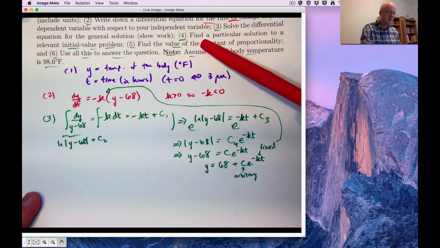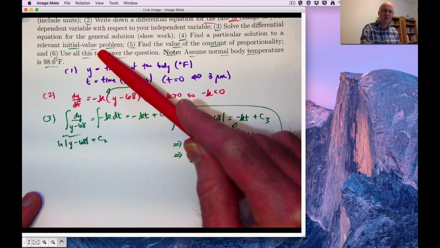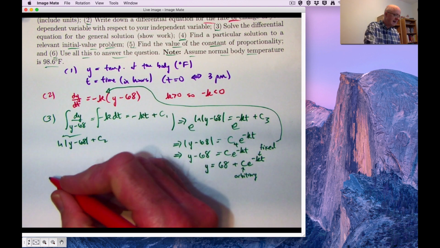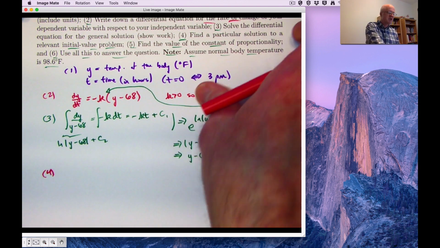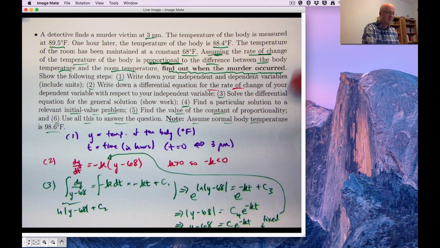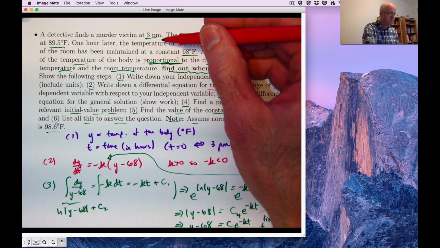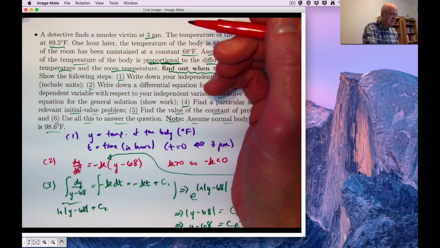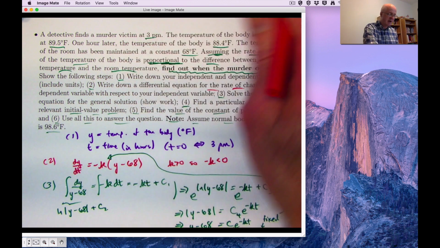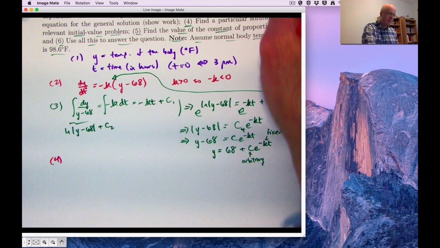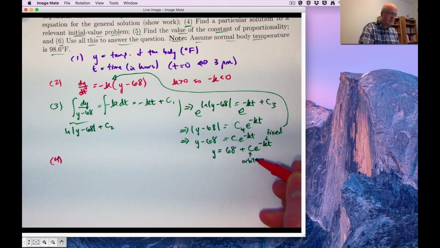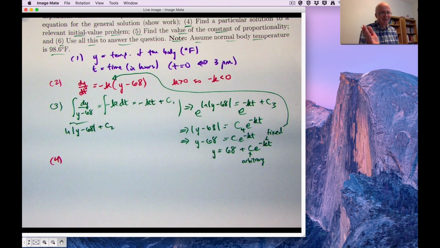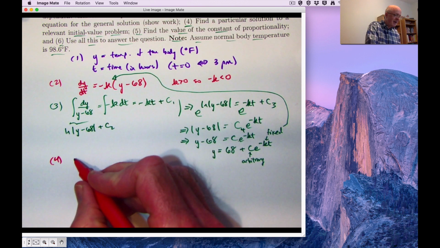On to step 4. Find a particular solution of the relevant initial value problem. The initial value problem includes the initial condition that at 3 p.m., which is time 0, the temperature of the body was 89.5. If we plug in t equals 0, y equals 89.5 into our solution, we should be able to solve for c. And that would give us the relevant solution of the IVP. We still haven't figured out k yet. That's okay. No pun intended. Go ahead and figure out c first.